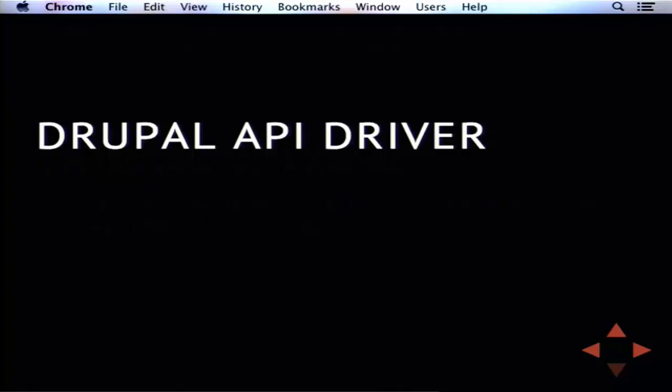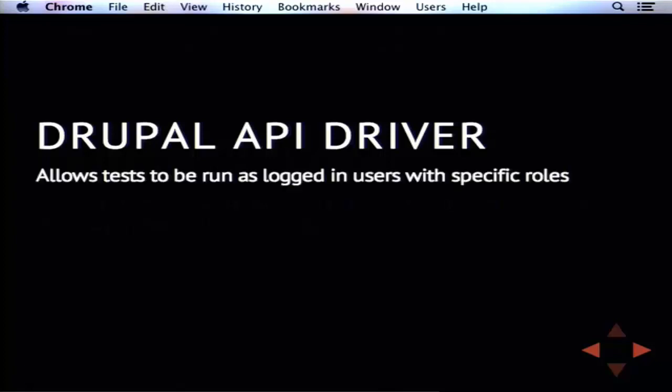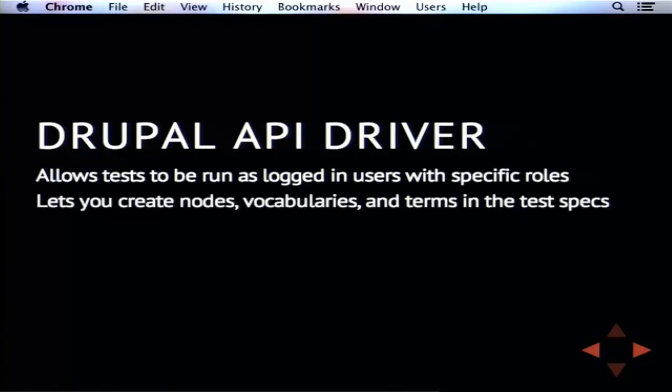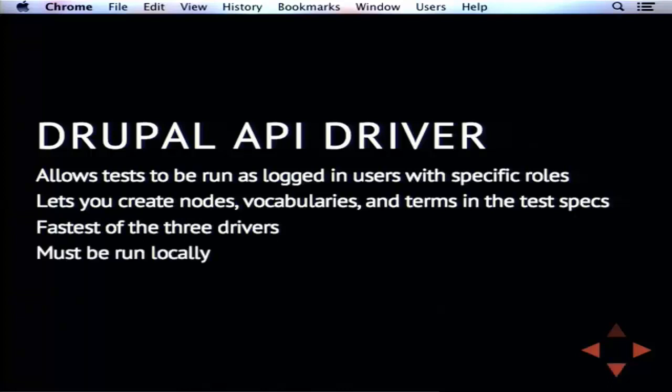Then the third one, the last one, is the Drupal API driver. This allows us to do the same things we can do with logged in users and specific roles. This one allows us to create nodes, vocabularies, terms, and all that in the test specs. We're going to look at that in just a second. And it's obviously the fastest, but it has to be run locally. So this cannot be executed remotely.